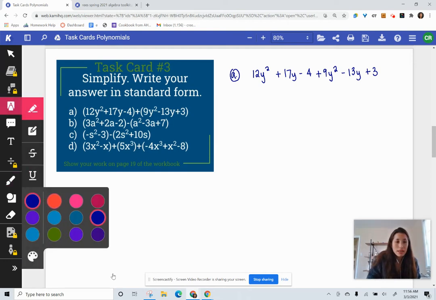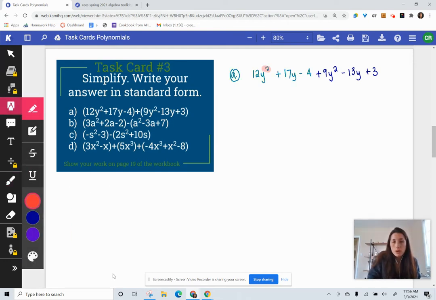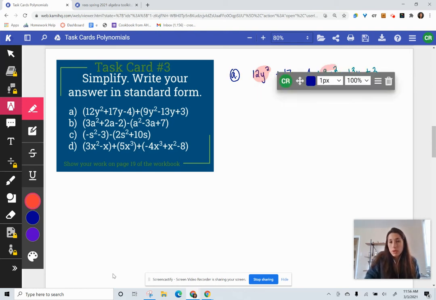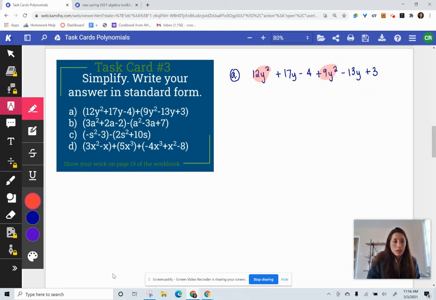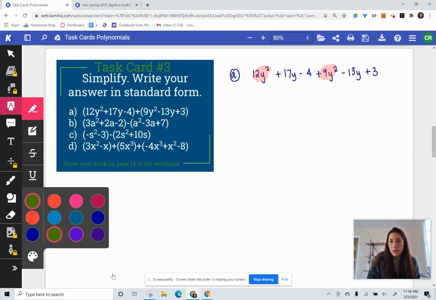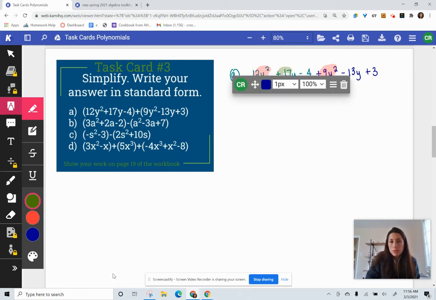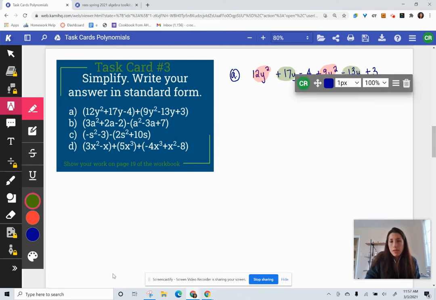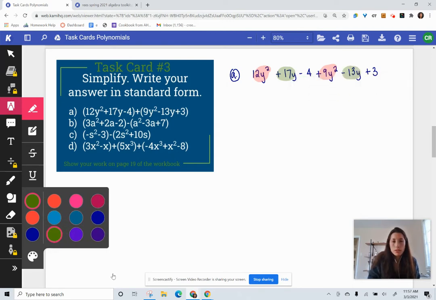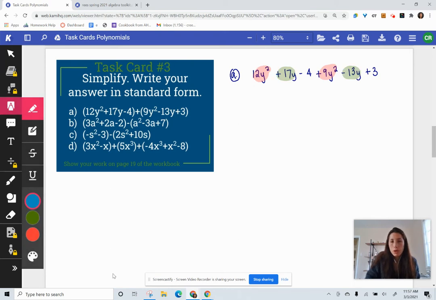So I'm going to highlight all of my y squared terms together. This would be what you would want to write first. We're going to combine these two here. Then we're going to combine our y terms. And really, you're just combining the coefficients of these. And then you would combine your constant terms. So the -4 and +3.